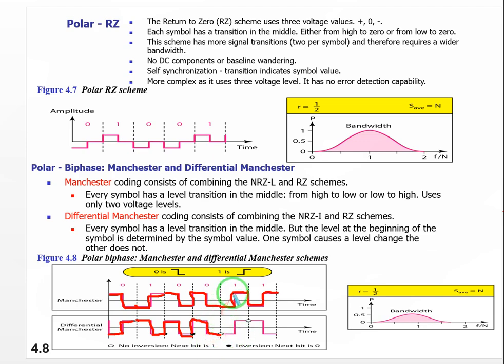Then we see what the next bit is. Next bit is 1, and for the 1 we don't have an inversion, so keep remaining in the same direction, with a transition in the middle, then reach here. Then what is the next bit? Next bit again 1, so no inversion, keep the same direction, with a transition in the middle. So this is basically the difference between Manchester and differential Manchester. Hope you get the concept behind Manchester and differential Manchester.